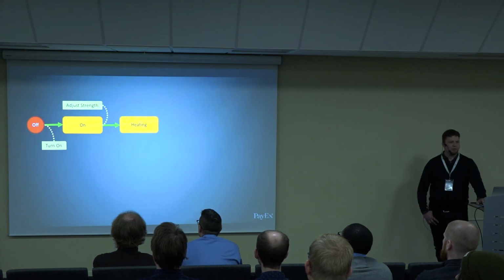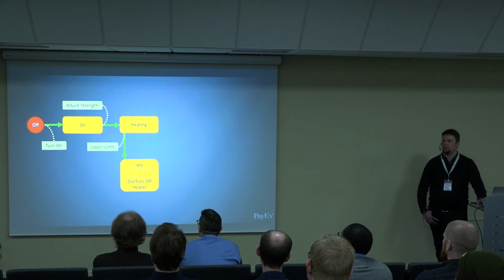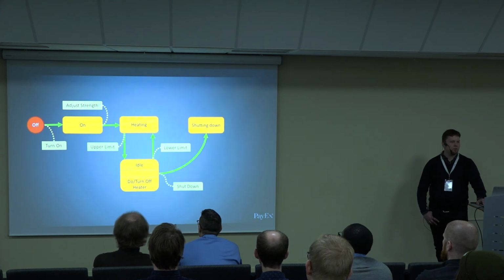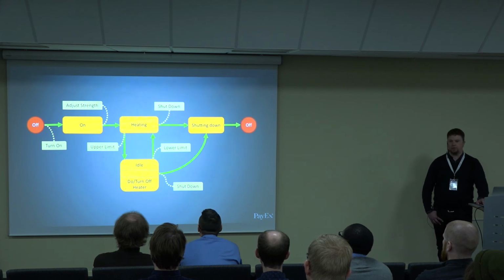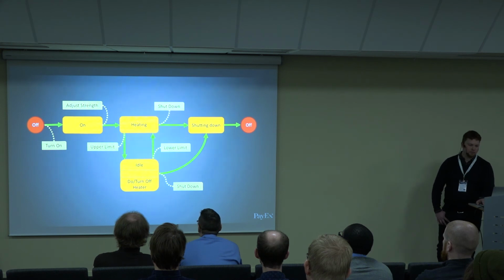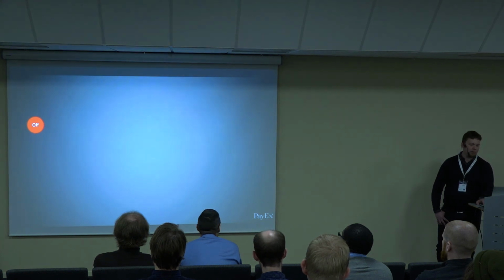We adjust the strength of how well toasted we want our bread, and it reaches the heating state. Eventually, it reaches an upper temperature limit and goes into an idle state, cooling down. When it reaches a lower temperature limit, it goes back into heating state. And eventually, our bread is toasted according to the strength we've configured, and the toaster is shutting down and eventually reaches the off state again. So by the example of this state machine, let's try to apply some hypermedia.